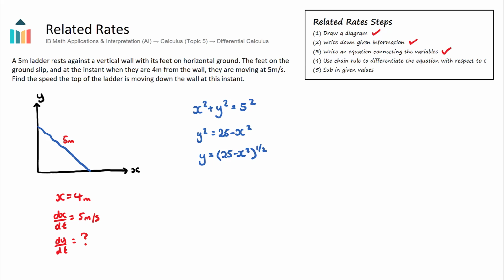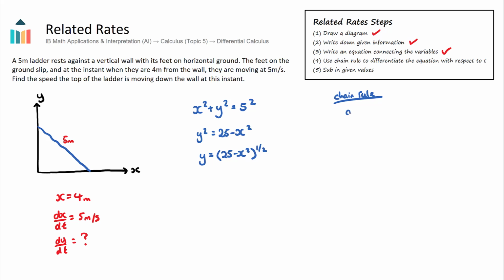Step 4, use the chain rule to differentiate the equation with respect to t. So what we want to find is the derivative of y with respect to t. This is where we need to use the chain rule. The chain rule, let me write the chain rule.